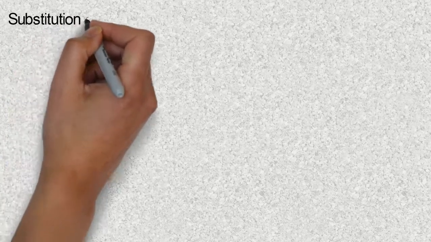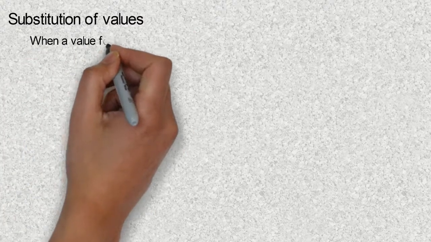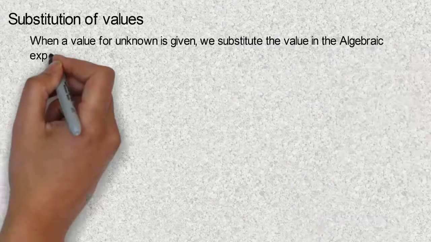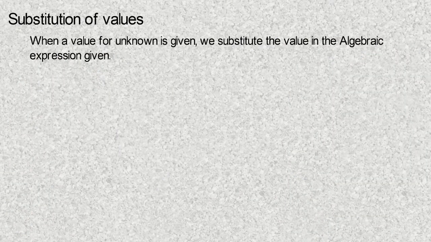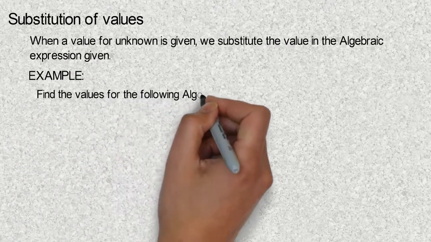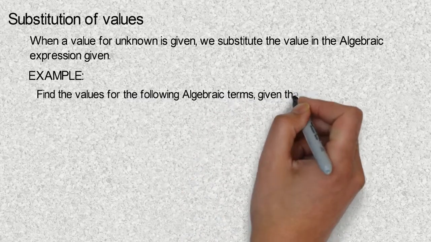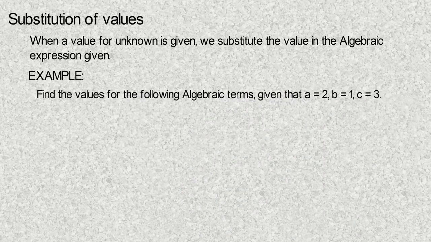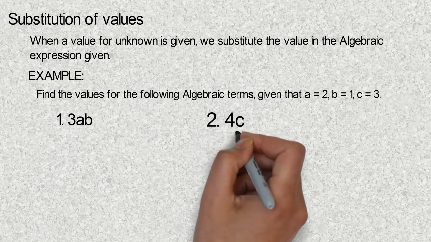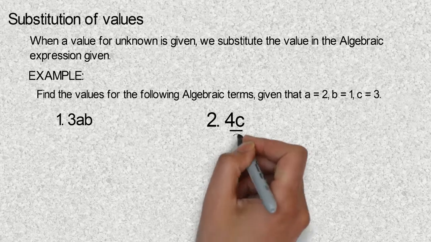So let's look at substitution of values. What we simply do here is, when a value for the unknown is given, we substitute the value in the algebraic expression. Let's look at this example. It says find the values for the following algebraic terms, given that a is equal to 2, b is equal to 1, c is equal to 3. So 1 says 3ab, then 2 says 4c divided by a. So how do we solve this?